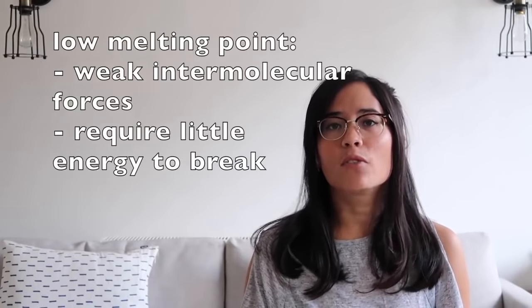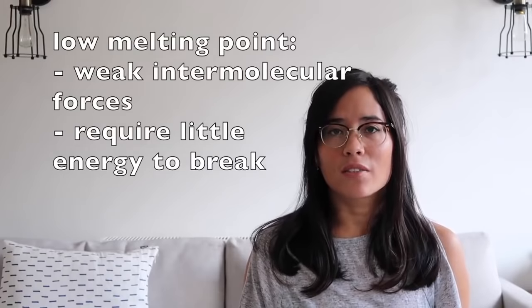The last type of structure we need to look at is simple molecular substances, so something like methane or carbon dioxide. If they ask you why simple molecular substances have a low melting point, you're going to say because they have weak intermolecular forces, which do not require a lot of energy to break.